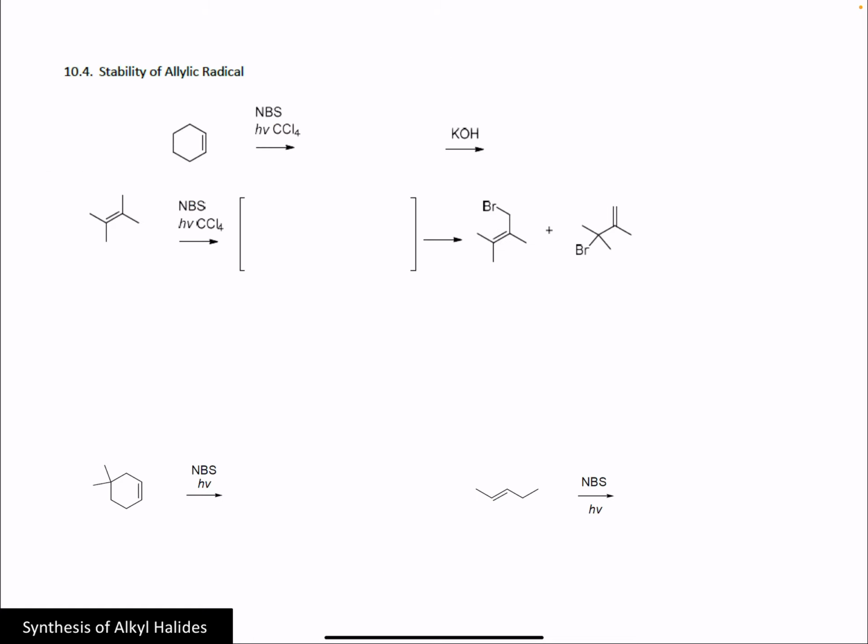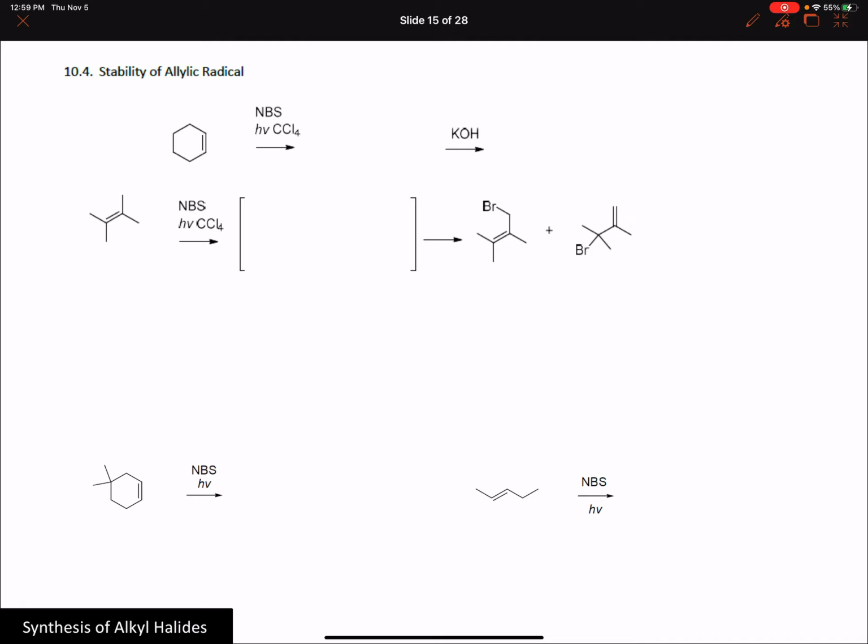All right, so predicting products. NBS and light, we recognize. We're going to do allylic substitution, so I substitute a hydrogen with a bromine. KOH here, we know this is going to be an elimination reaction, dehydrohalogenation, also called E2. I've got my beta hydrogen here, so what I do is I make a diene.